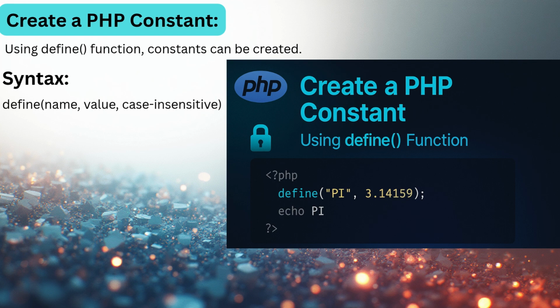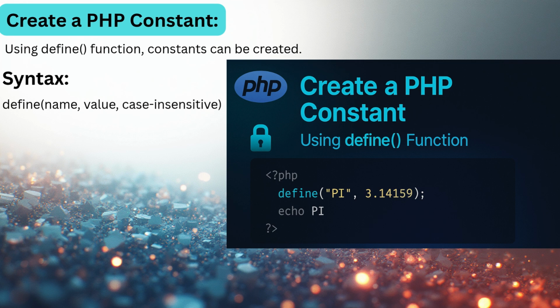Another important difference is in scope. Constants defined with const can be used inside classes, which makes them useful in object-oriented programming. For example, class Website { const NAME = 'Financial Freedom FX'; } echo Website::NAME. Here, the const keyword defines a constant inside a class, and we access it using the scope resolution operator. That's the double colon. When you run this code, it will output Financial Freedom FX.